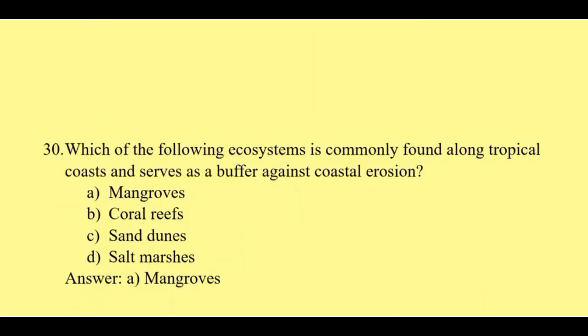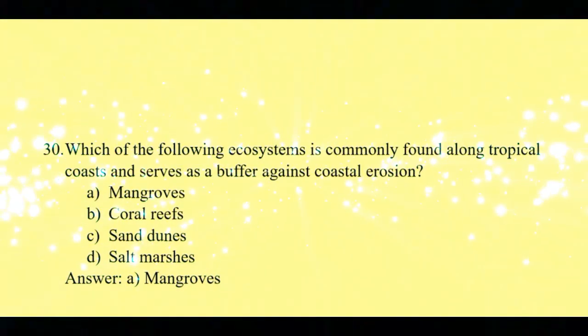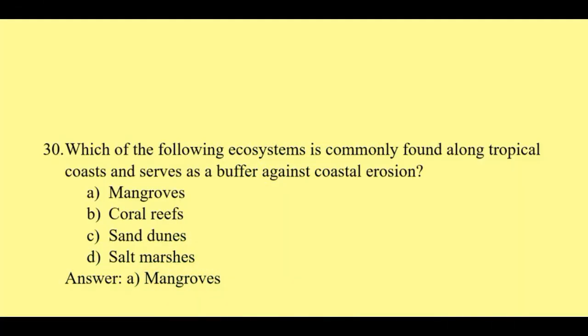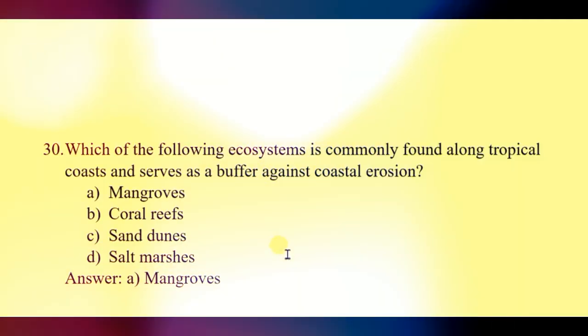Question number 30. Which of the following is commonly found along tropical coasts and serves as a buffer against coastal erosion? Mangroves, coral reefs, sand dunes, salt marshes. Here the correct answer will be mangroves.